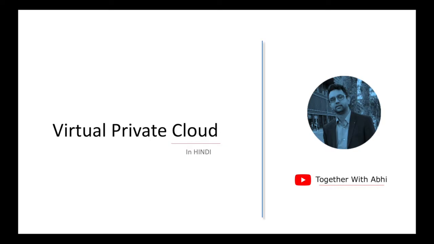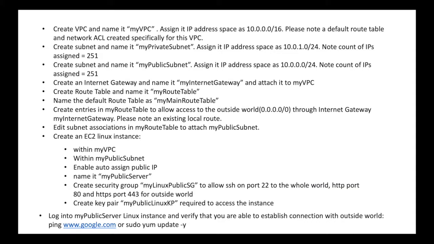In the last video, we discussed the theoretical aspects of virtual private cloud. In this video, we are going to see the practical implementation or demo related to virtual private cloud. For easy implementation, I've created a lab guide. So let me open up the lab guide. This is the lab guide which is going to guide us step by step on what needs to be done for implementing a VPC in AWS.